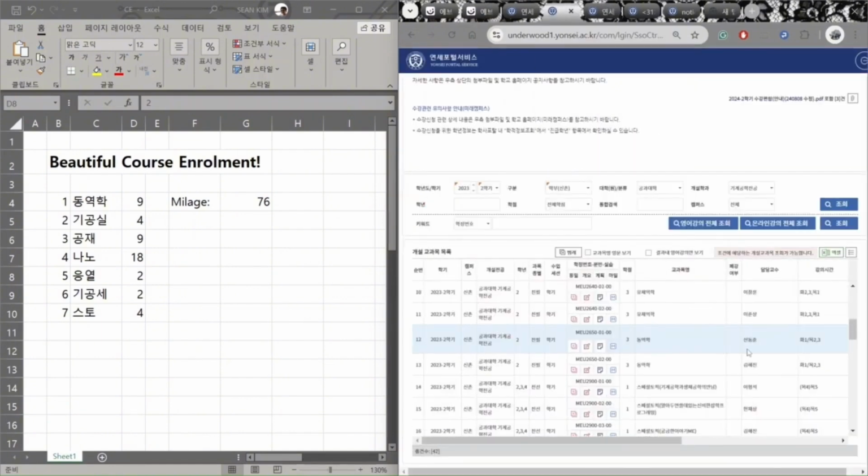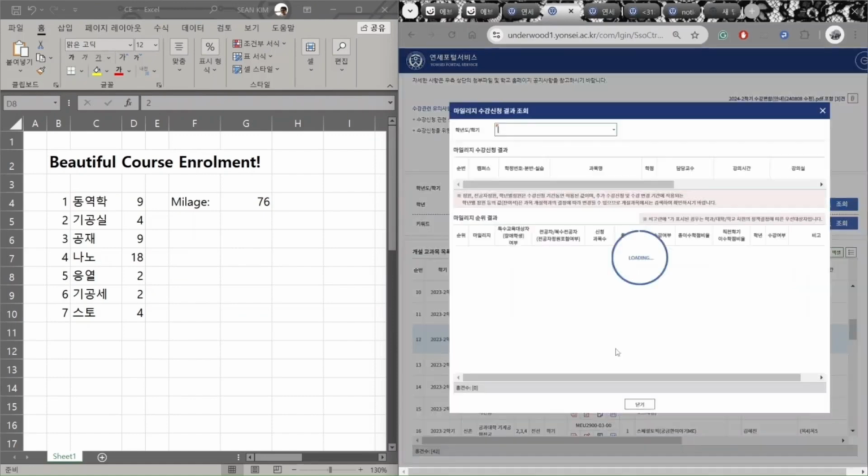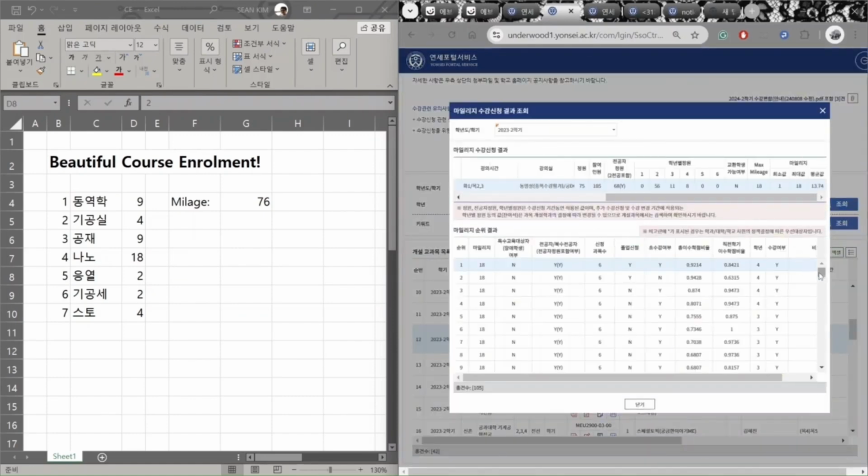And because many classes have the same number of seats, you can look at the previous semesters and assume the amount of mileage that you need to put in from here. Here it is 18. So if you want to take this class, you need to put in 18 mileage.